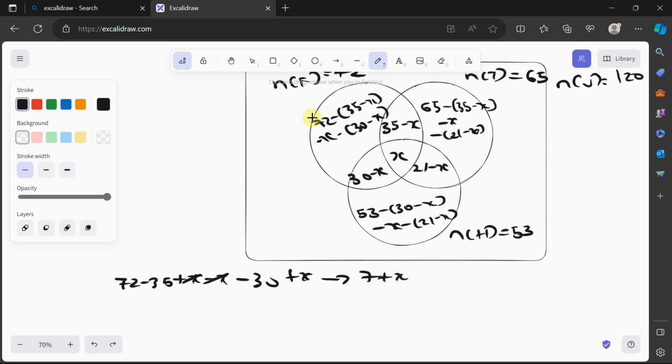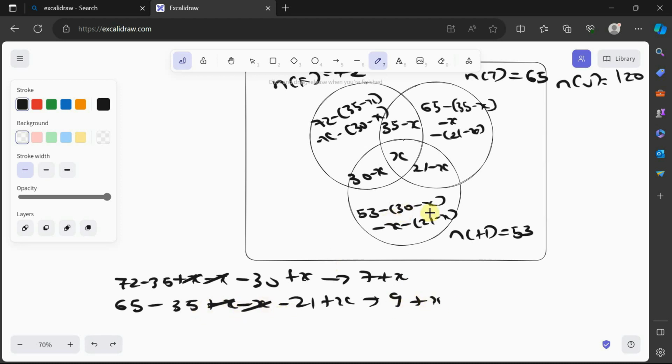So I can replace all this here with 7 plus x, and then for the other one, this will be 65 minus 35, then plus x, because minus times minus is plus, then minus x, minus times 21 is minus 21, minus times minus is plus x. If I press my calculator, 65 minus 35 minus 21 gave me 9, then plus x will cancel minus x, so we have 9 plus x.